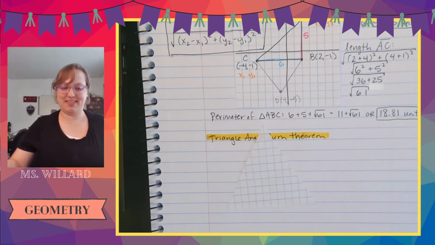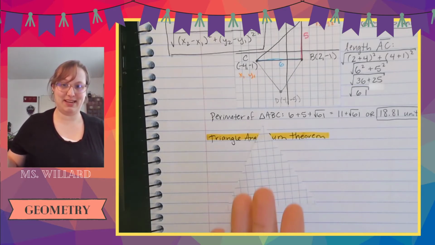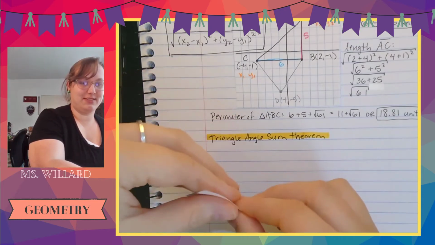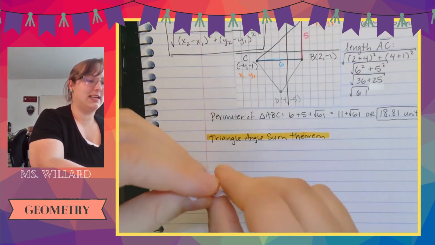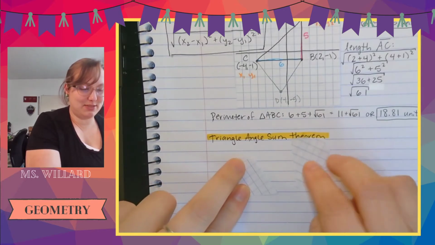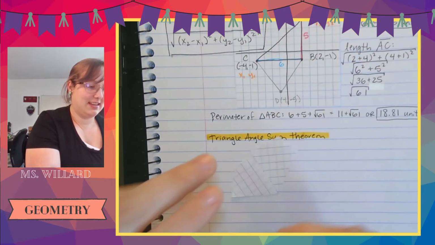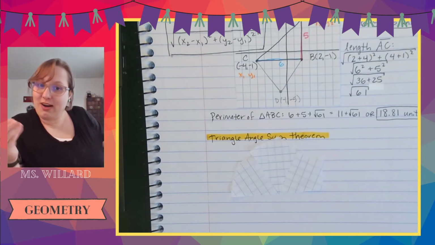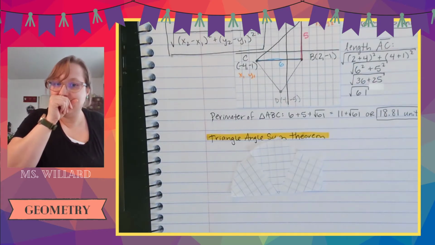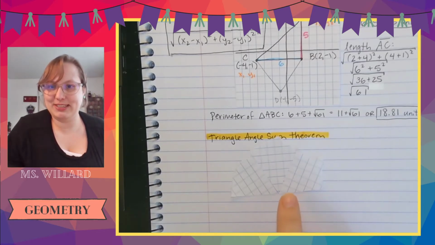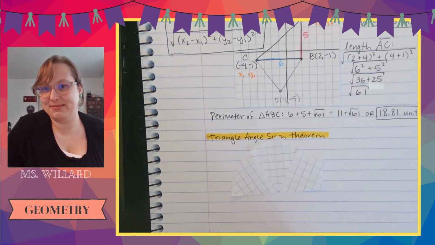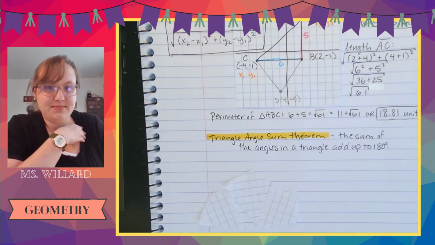This is a triangle that exists on our Cartesian plane, which is just a graph. Here's what I'm going to do. I'm going to rip off the corners. Ow! Owie! And then I'm going to put the corners together, and they make a straight line. It makes a straight line, and that's 180 degrees. So the triangle angle sum theorem says that all the angles in the triangle add up to 180. That's all.